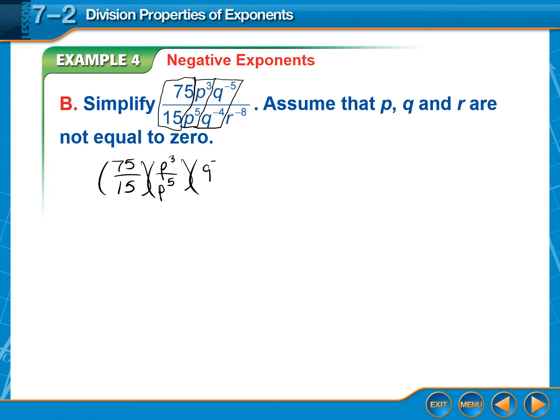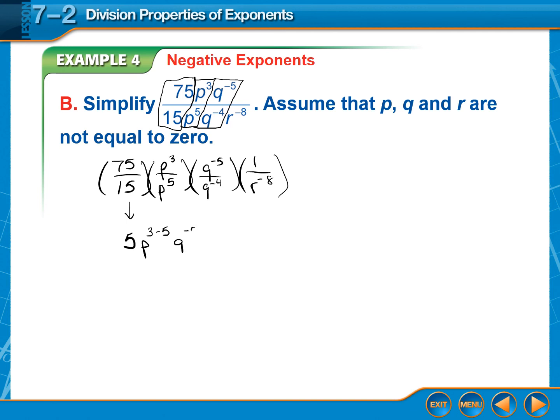Then q is to the negative fifth over q to the negative fourth. And r, since there's no other r term in the numerator, it's going to be 1 over r to the negative eighth. Right? So now let's rewrite this whole expression here and simplify what we can. So 75 divided by 15, well, that's 5. If I want to simplify p to the third over p to the fifth, since they both have base p, I'm going to subtract 3 minus 5. Q, negative 5 minus negative 4.